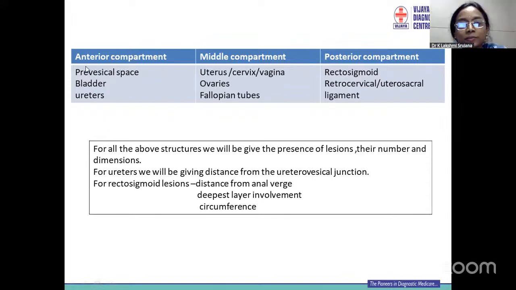In my report, I'll be giving the description of the lesions, whether they are placed in anterior, middle, and posterior compartments, and their site of involvement, and their number, and their dimensions. And in the anterior compartments for the ureters, if they're involved, I'll be giving the distance from the uretero-vesical junction. For rectosigmoid lesions, we have to give distance from the anal verge, the deepest layer of involvement, and the circumference of involvement. With this, I'll be concluding.